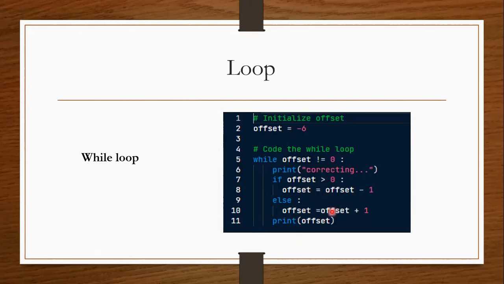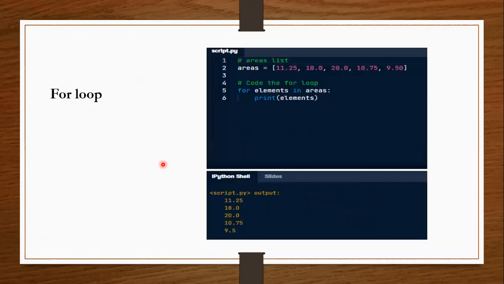Else offset is equal to offset plus 1. If our offset value is less than 0, then the else statement will be applied. Or if the value is greater than 0, then the if statement will be applied. So in this way, the while loop occurs. The for loop is used to create the main list. So these are the lists which are created by using the for loop.